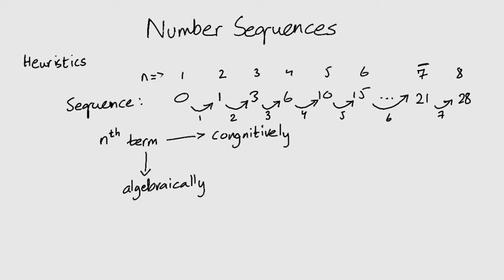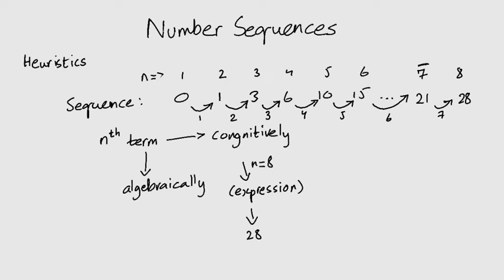Algebraically, however, that is more tricky because now you have to write an algebraic expression that is going to take n as the input and output the sequence. For example, if I put n is equal to 5 in it, it should give me 10. And if I put n is equal to 8 in it, it should give me 28. So how do we find the algebraic expression?